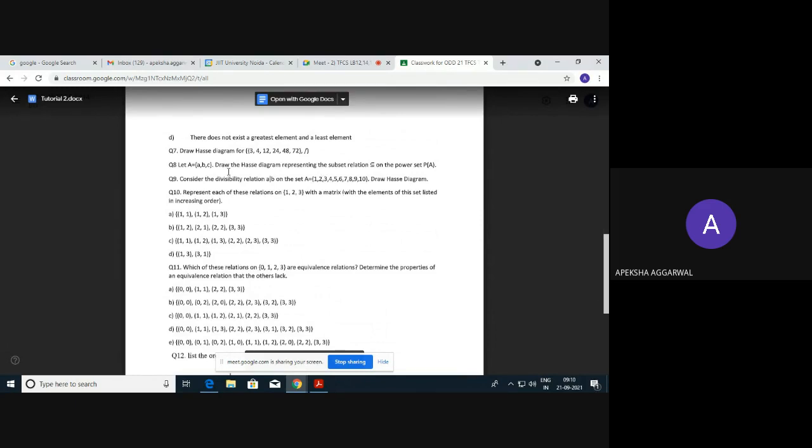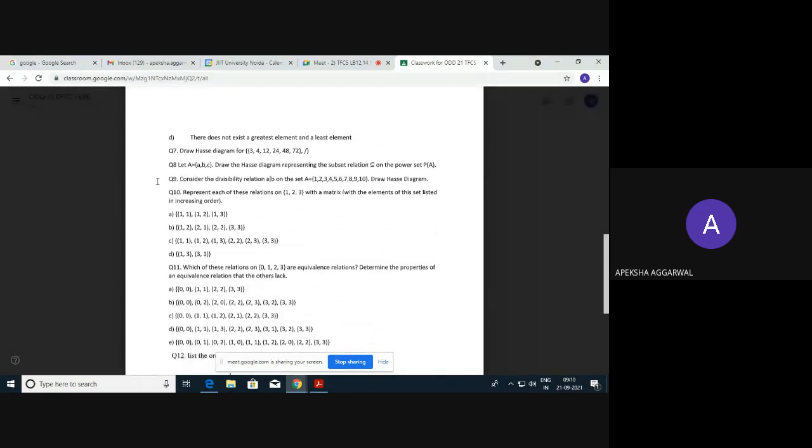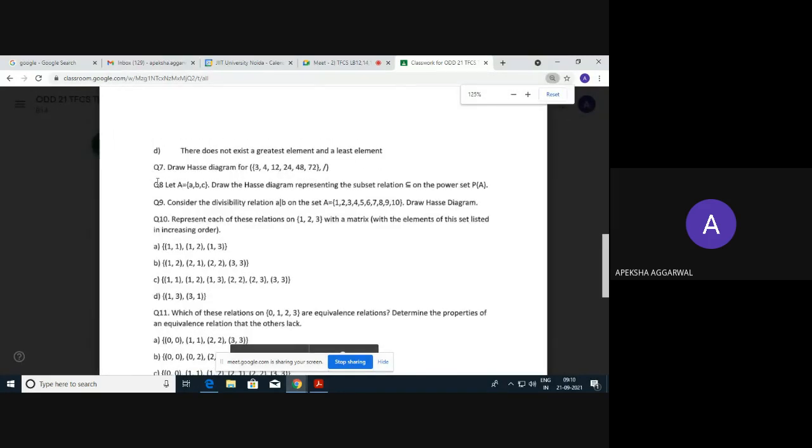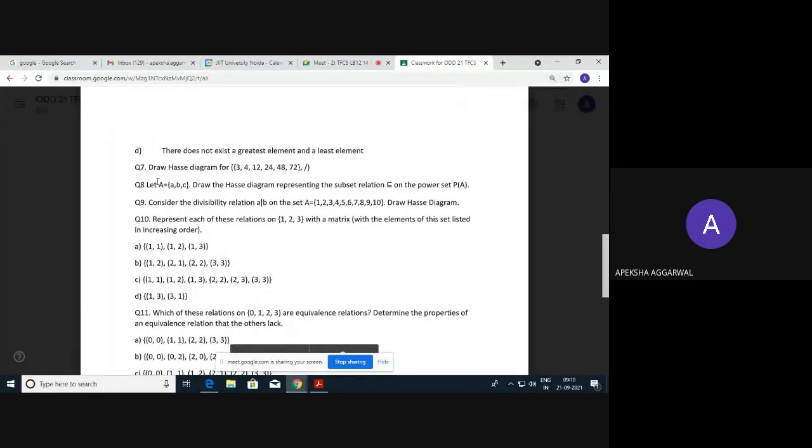Okay, so this is the question. Question number 9. Consider the divisibility relation. A divides B on set A equals 1, 2, 3, 4, 5, 6, 7, 8, 9. Draw the Hasse diagram. Now note this question and start solving.